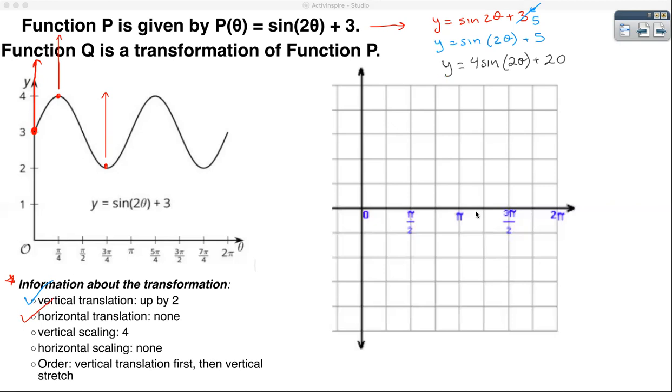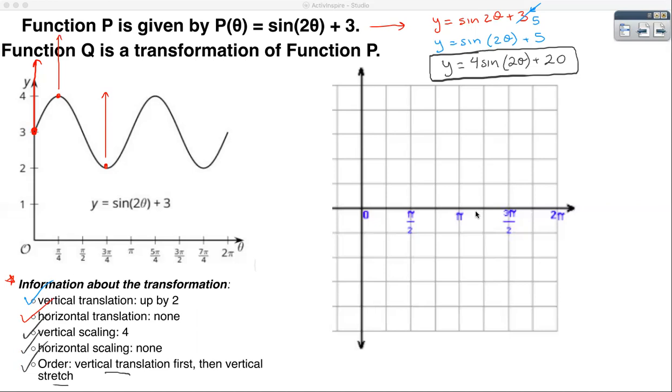All right, so vertical scaling is done. Horizontal scaling, there was none, so that was easy. And then we did definitely go in the correct order. We did our vertical translation first, followed by our vertical stretch. So we have our equation now, right? This is our equation for Q. So now what do we do? Well, now we can go ahead and sketch this function Q.